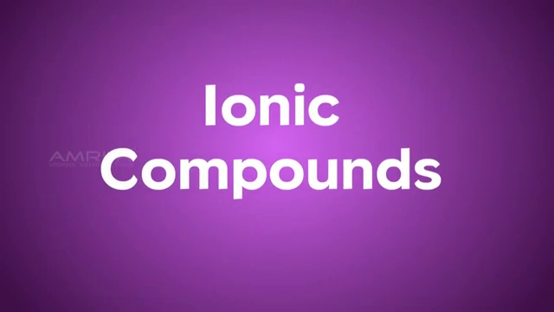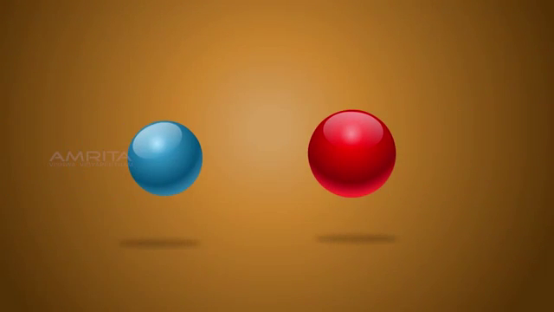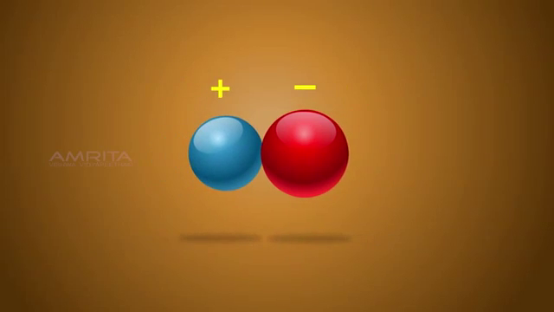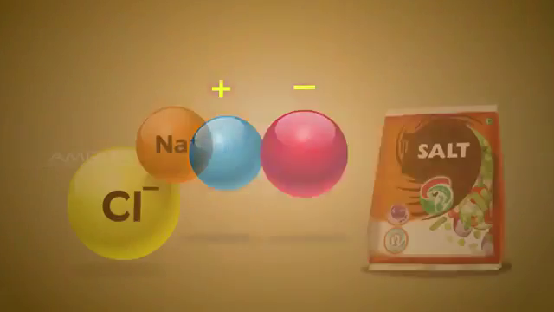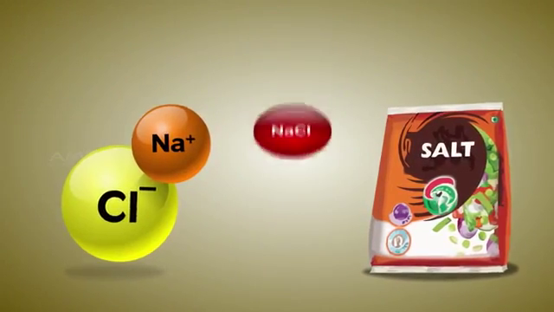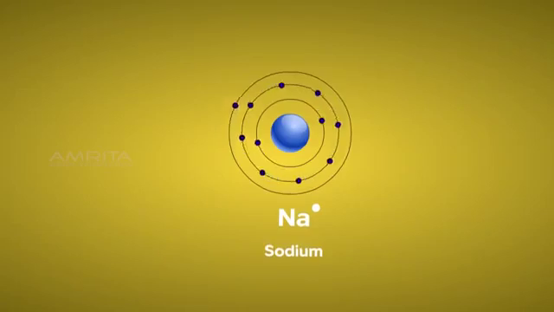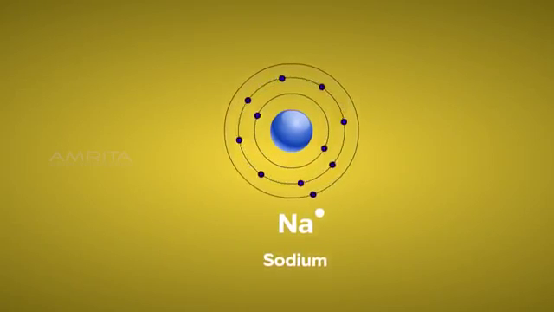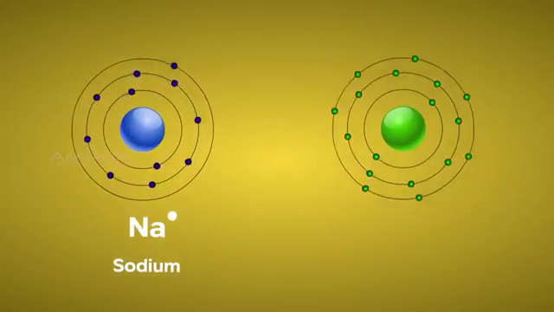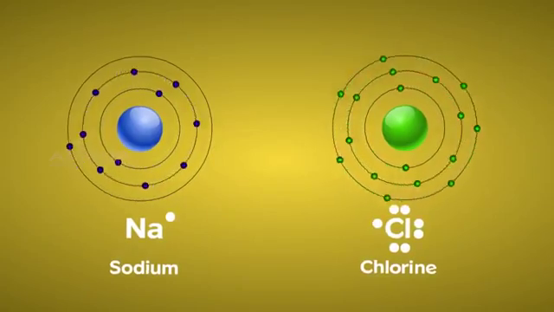Ionic compounds. Ionic compounds contain ions that are held together by the force of attraction between oppositely charged ions. Sodium chloride, or common salt, is a good example of an ionic compound. Sodium atom has 1 electron in its valence shell and chlorine atom has 7 electrons in its valence shell.